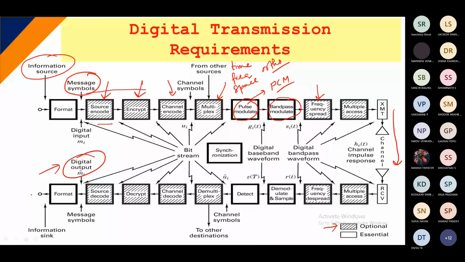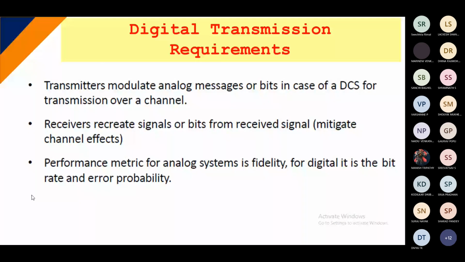So ideally, in concise form, the transmitters modulate the analog messages or bits for the transmission over a channel. Receivers will regenerate the signals or bits from the received signal, and will mitigate the channel effect as well. That is where the channel encoding techniques will help. And there are performance metrics such as the bit error rate or the probability of error. Those give us information about how well the system is working. All right, so those are the different techniques and requirements for digital transmission.